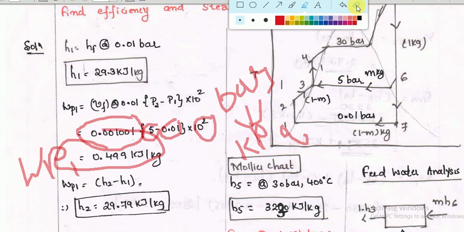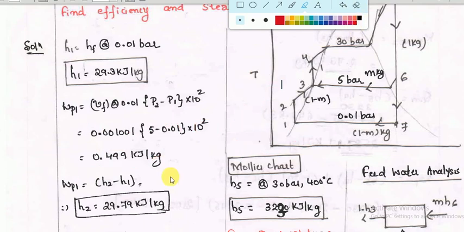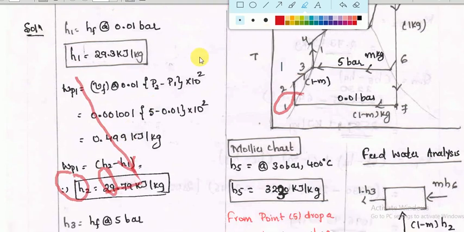After finding the work of the pump, the aim is to find the value of H2. How do we find H2? We know that the work of pump number 1, in the form of change in enthalpies, is H2 minus H1. We already know H1, but we don't know H2. So we find H2, and now we have found both H1 and H2.